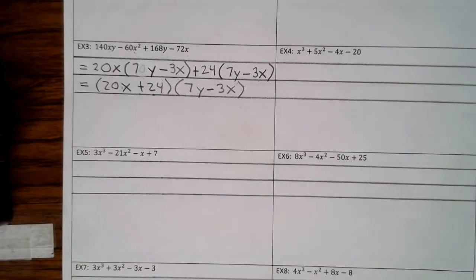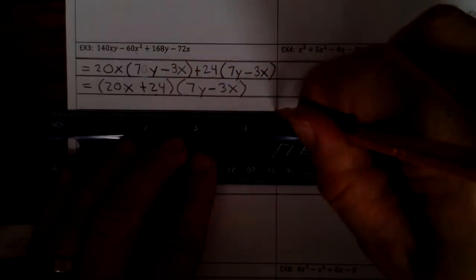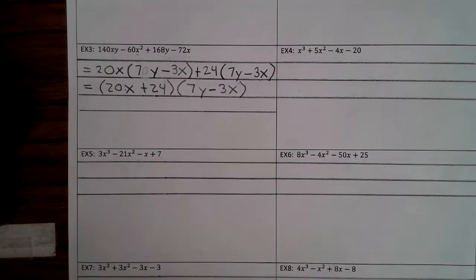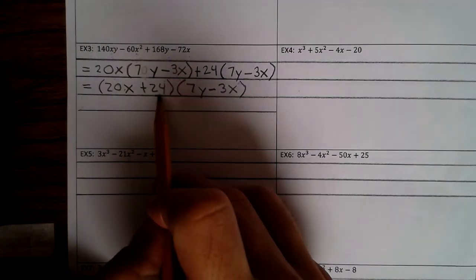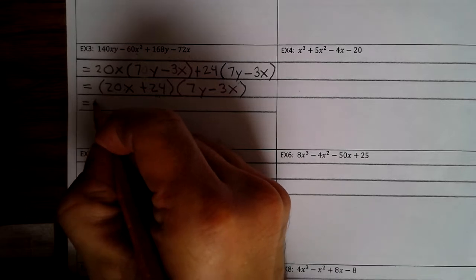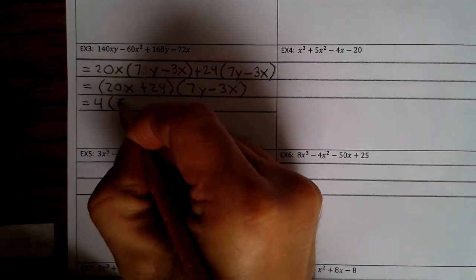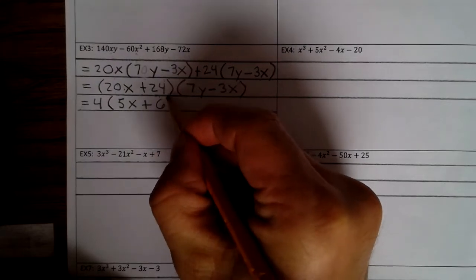Now, looks like this problem, we actually can go into step 3 because it says factor out the common binomial. So here, we can actually factor out from 20 and 24. So the largest number you can factor from those is 4. So then that's 4. That leaves 5x plus 6 times 7y minus 3x.